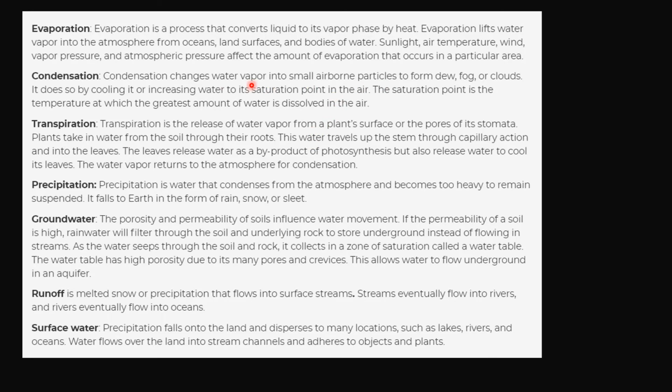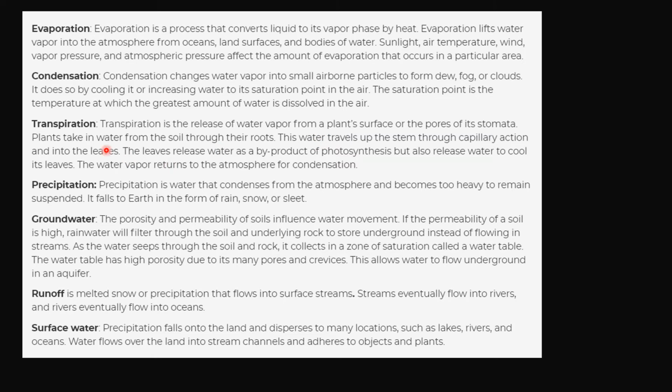When water evaporates and goes into the air, it doesn't automatically condense. It has to reach what's called the saturation point. When it cools down enough and that temperature is reached, that's called the saturation point, and all of a sudden it turns from a gas back into tiny drops of water and eventually rain.